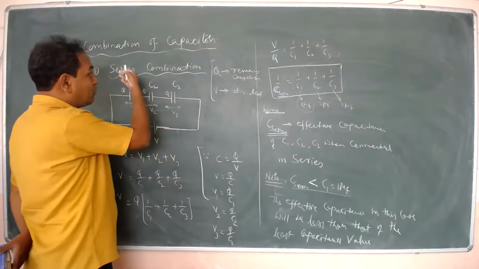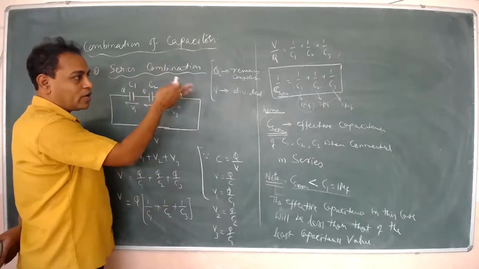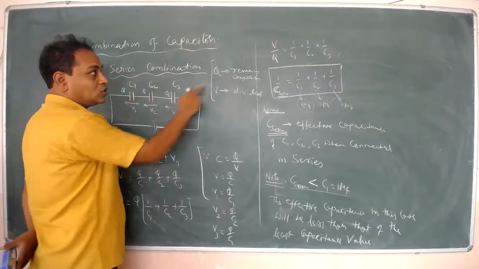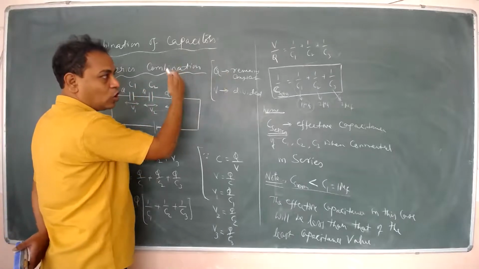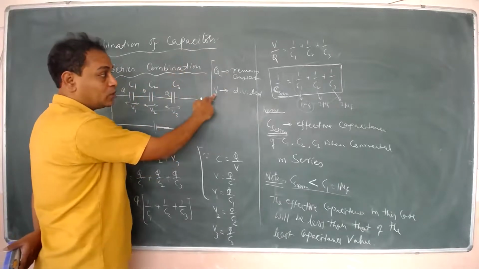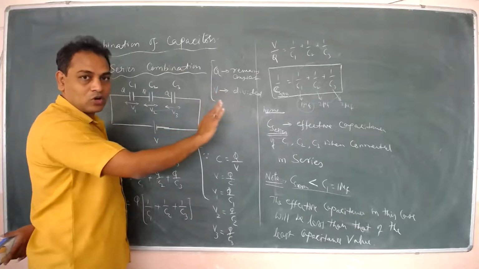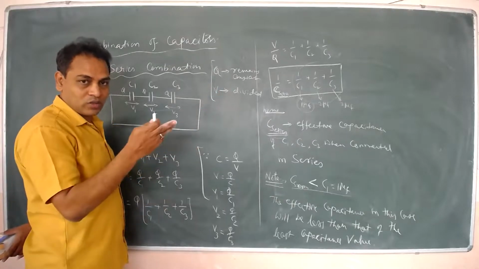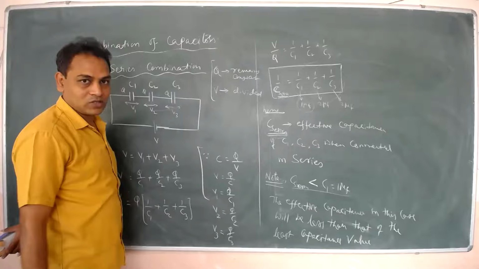Similarly, in case of parallel combination, it is quite the reverse. There, charge will be divided across all the capacitors, whereas the potential will remain the same or constant. So these two are opposite, and we have to keep them in mind.